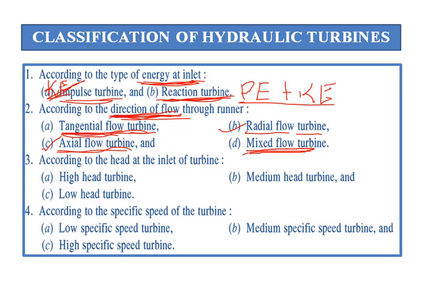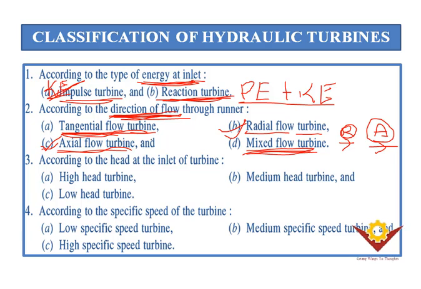That means inlet is radial flow, outlet is axial flow. The direction of flow at the inlet will be radial, that means this one, and the outlet of the flow is axial, that is this one. So that's why it is mixed flow turbines.